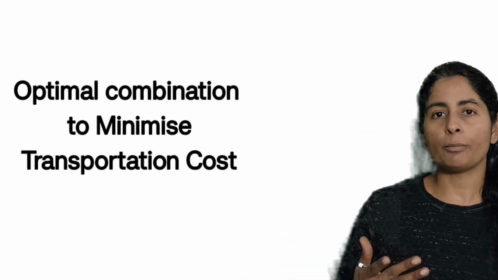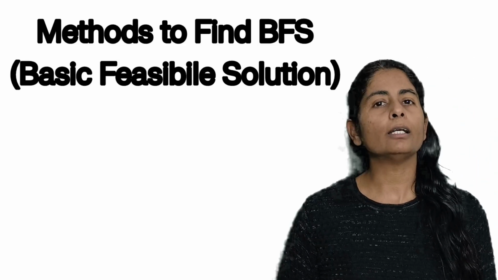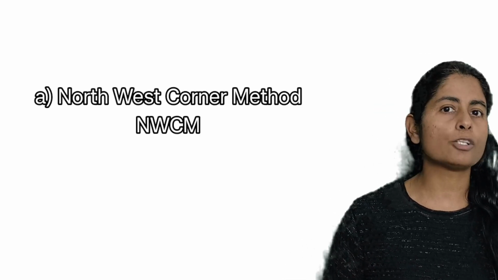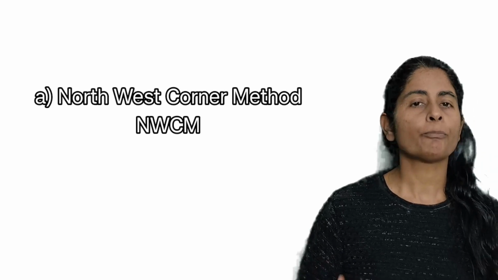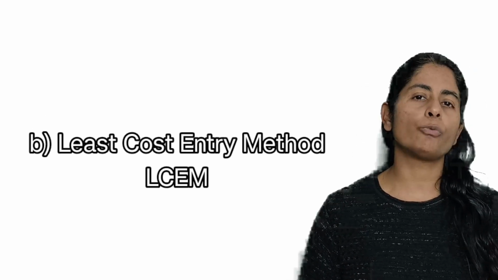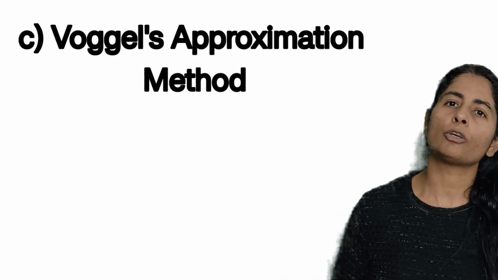Now we have different methods to solve transportation problems. First of all, we will discuss the initial feasible solution of a transportation problem with the help of three methods. First one is the north-west corner method. Second one is the least cost entry method. And third one is Vogel's approximation method. By any of these three methods, we will first find the basic feasible solution.